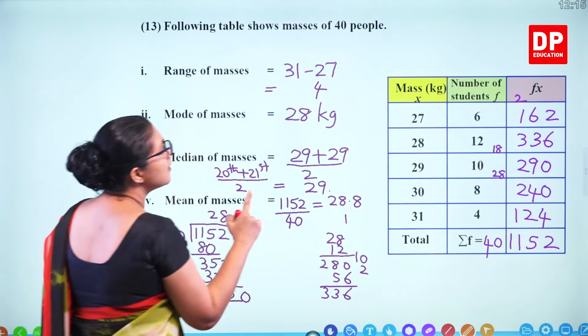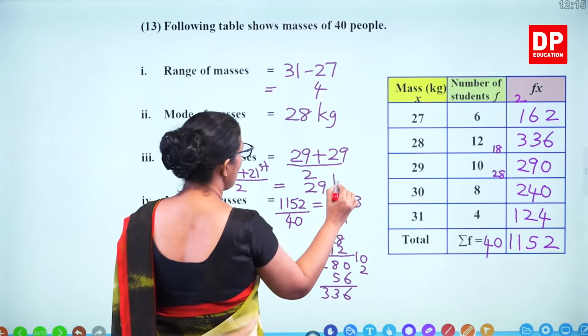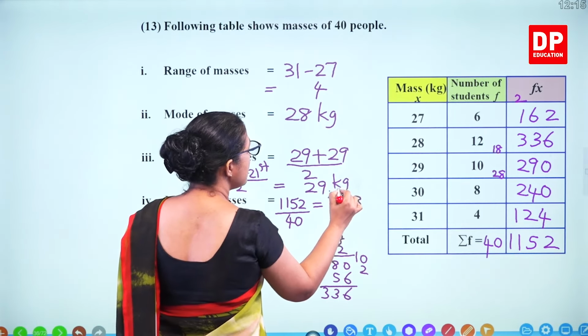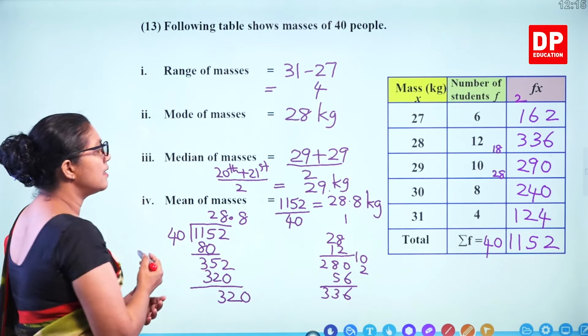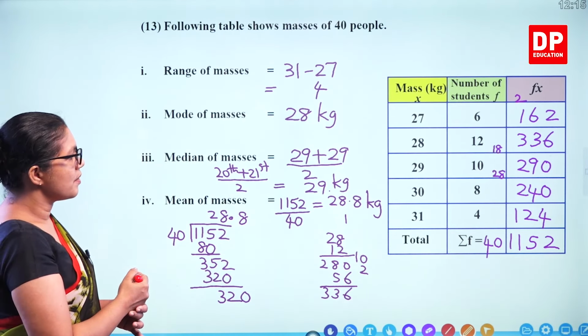28.8. So this is in kilograms. So you can write median is 29. Mean is 28.8 kilograms.